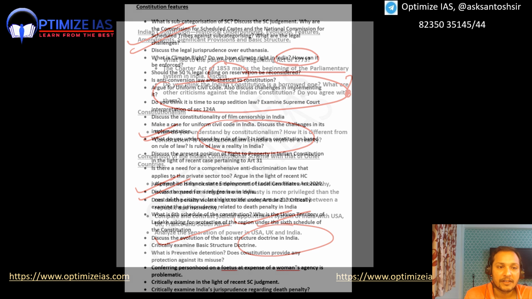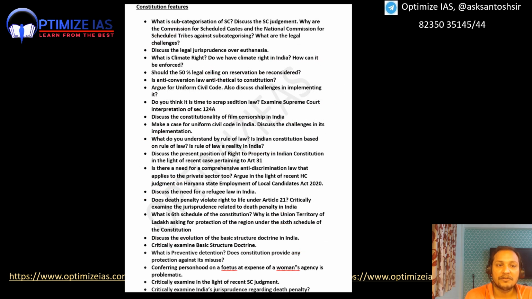Next, in constitutional features, there can be a question on subcategorization of scheduled castes, which was in the news because of the Supreme Court judgment. Or there can be a question on euthanasia, legal jurisprudence over euthanasia, or climate rights. Last year, the Supreme Court came out with climate rights. So climate rights are a very, very important new thing. Then the 50% legal ceiling on reservation. Then uniform civil code, very, very important.